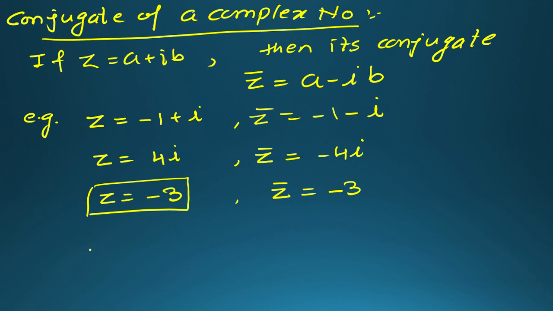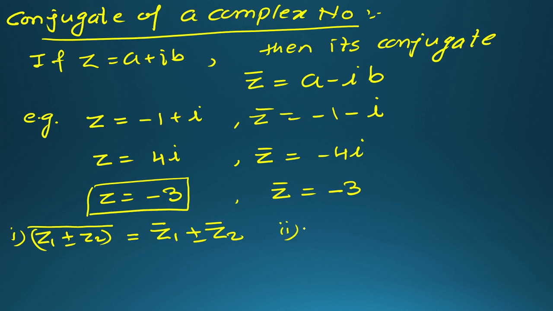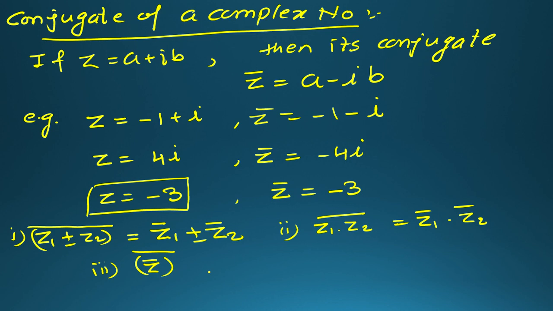Now there are some properties of the conjugate of a complex number. The first property is (z1 plus minus z2) whole bar. If you are conjugating the addition or subtraction of two complex numbers, then it will be z1 bar plus minus z2 bar, meaning they will be conjugated separately. We will deal with questions based on these properties also. (z1 times z2) whole bar is equal to z1 bar times z2 bar. Same for division also; I am not writing that separately. Another one is (z bar) whole bar: the conjugate of the conjugate will be the number itself.